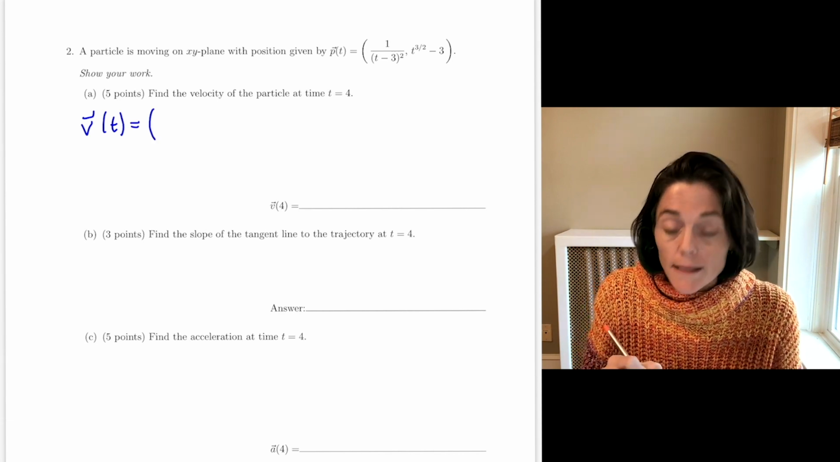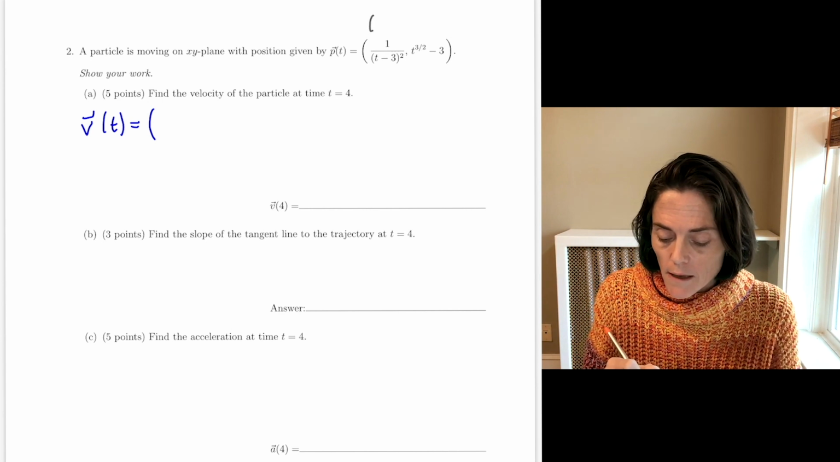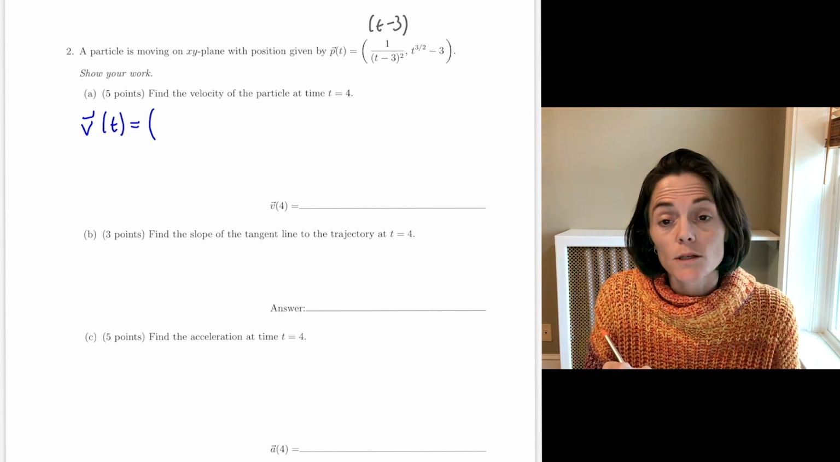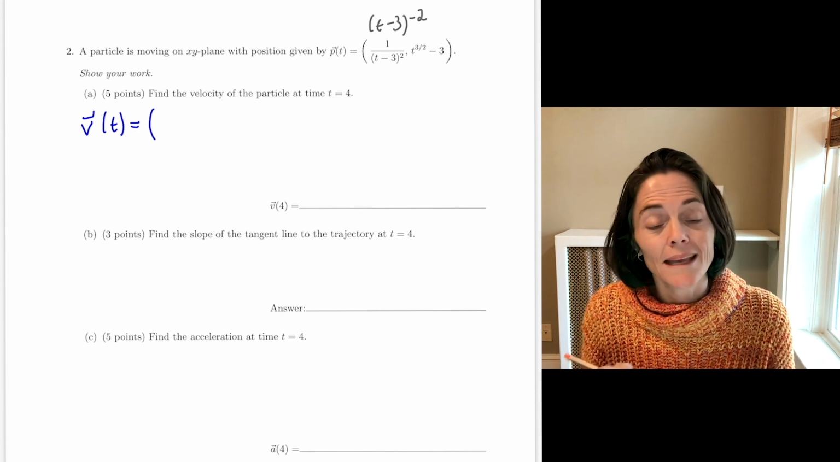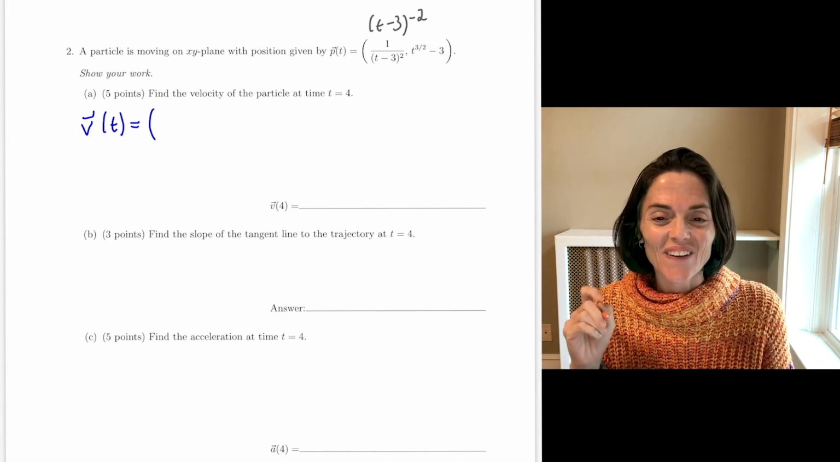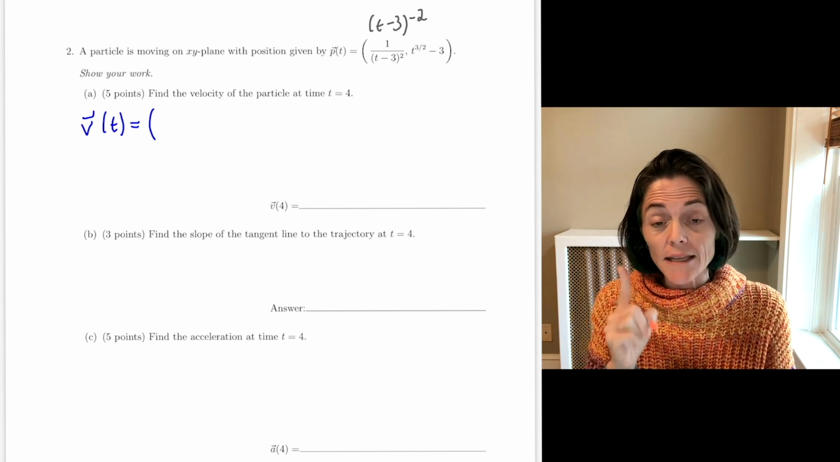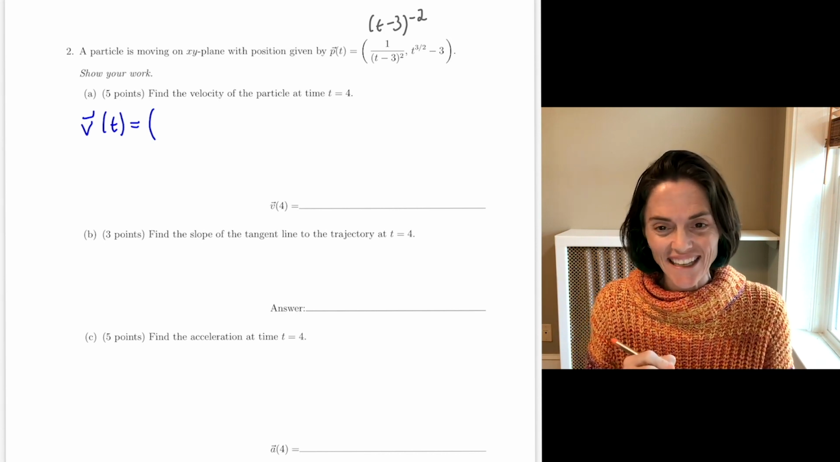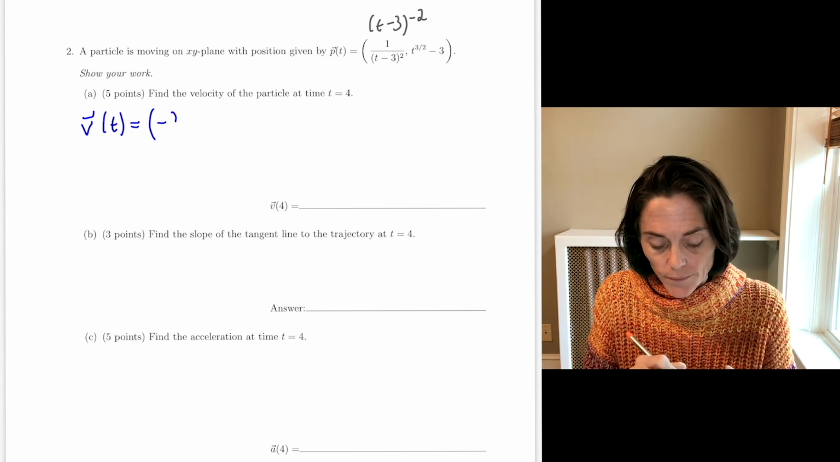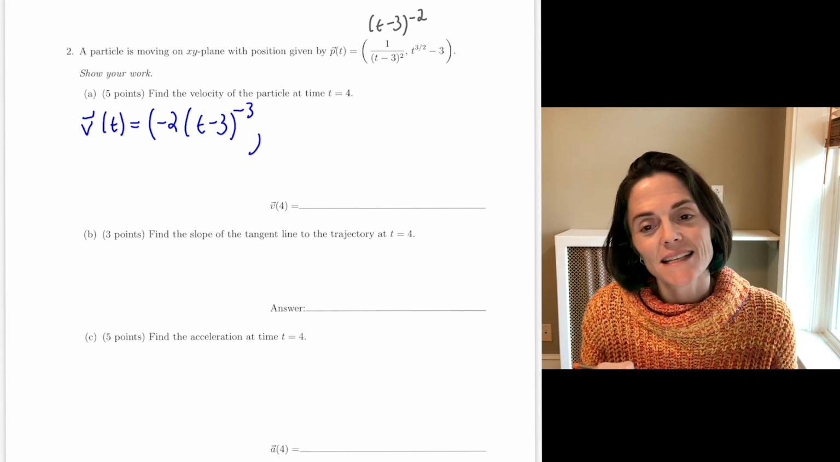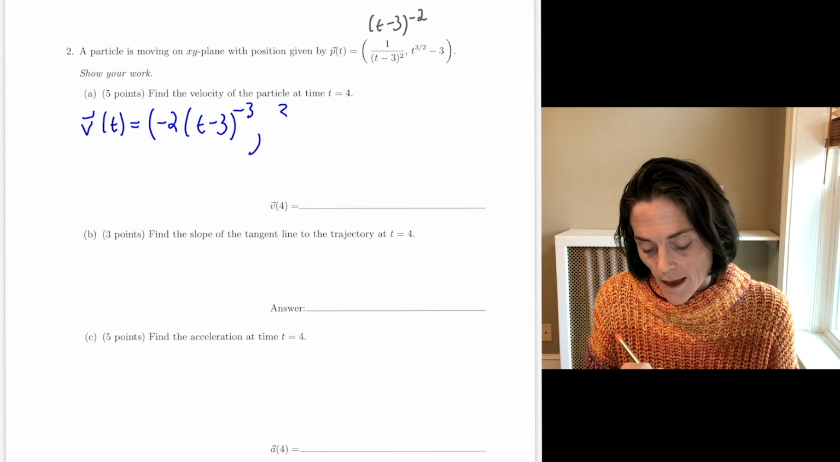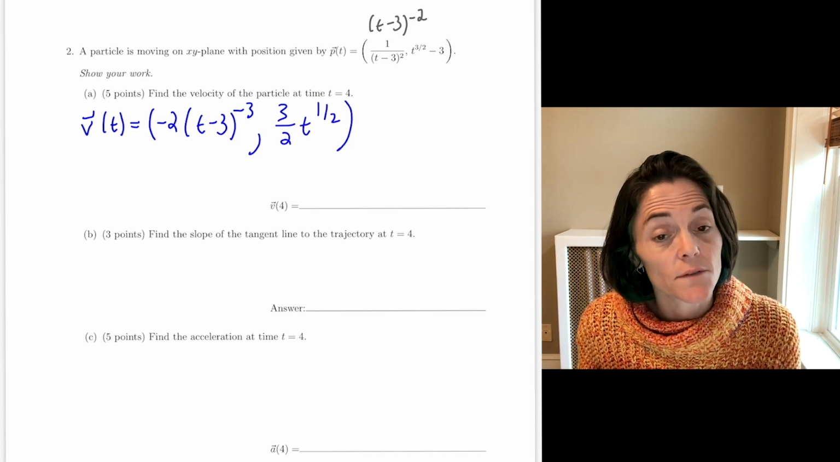Well, maybe I'll write this above. You notice this is t minus 3 to the minus 2 power. This will help me when I use power rule. Here is power rule for derivatives. Okay. Well, to calculate velocity, we differentiate the first coordinate. We have minus 2 times t minus 3 to the minus 3. And then we differentiate the second coordinate. We have 3/2 t to the 1/2. So this is velocity as a function of time.